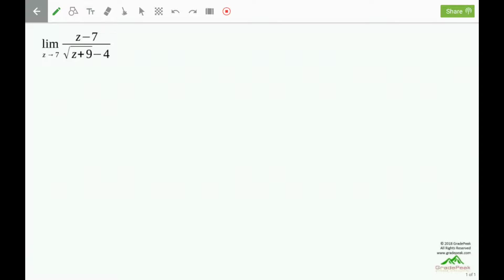Limit as z goes to 7 of z minus 7 over the square root of z plus 9 minus 4. The first thing we're going to do is plug in 7 for each of the z's. That will give us 7 minus 7 divided by the square root of 7 plus 9 minus 4.